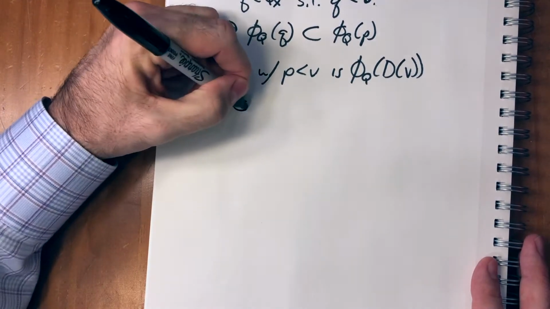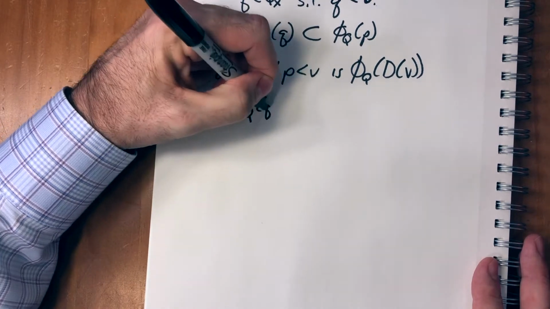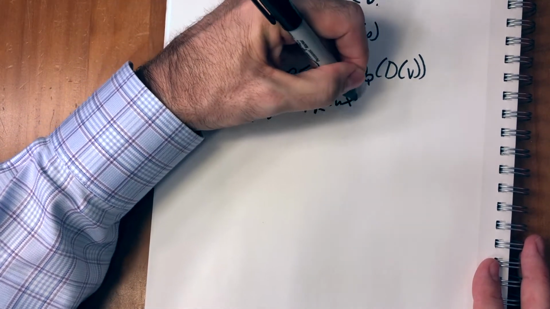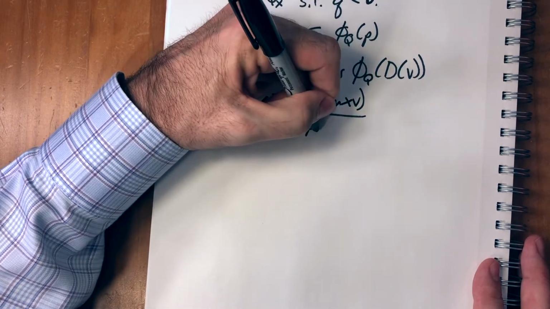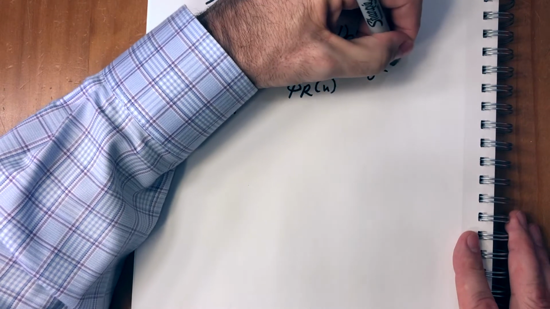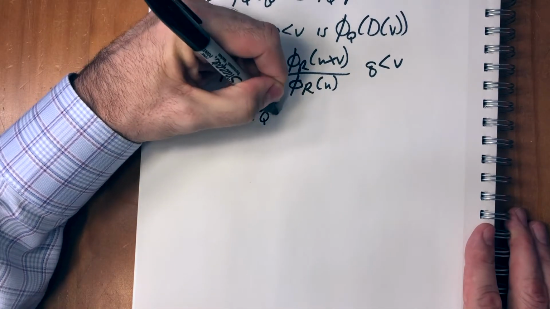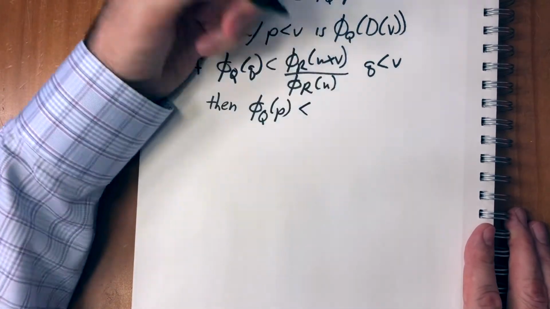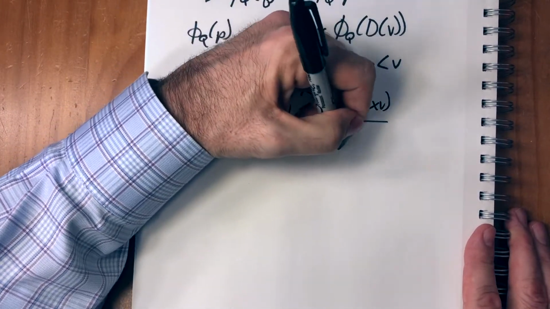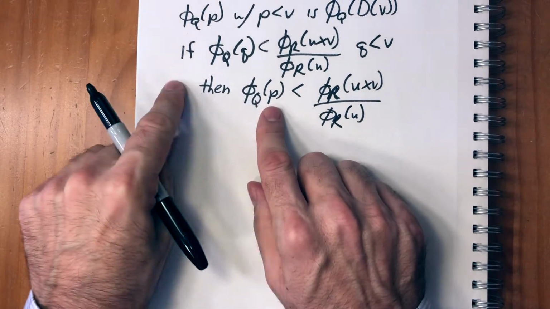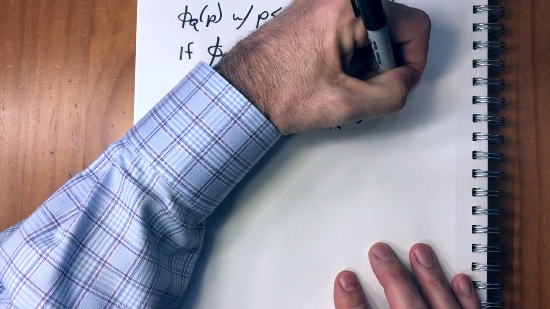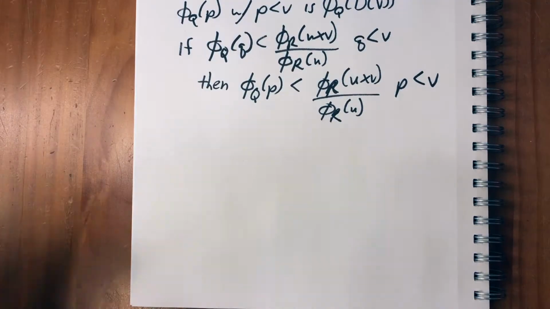So if φ_Q of Q is less than φ_R of U times V divided by φ_R of U, then if this is true for all Q less than V, then φ_Q of P is less than the same thing. Right? Because this is a bigger set of everything less than Q or less than V.